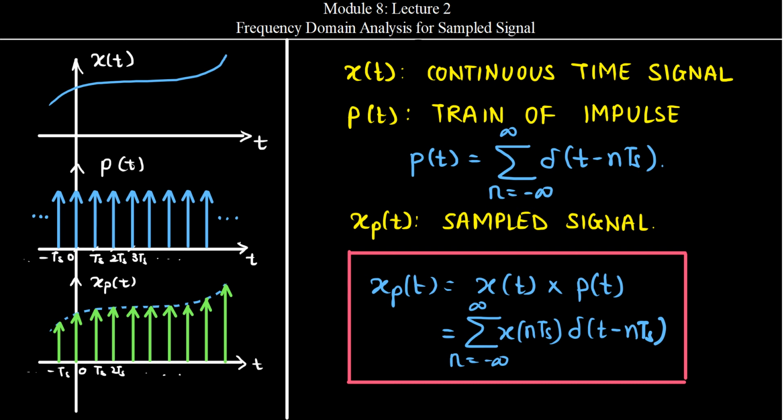So we had observed that every impulse that is located at say nTs location has now picked the value of x of t at that location. So this impulse has an area of x of nTs. So now all this analysis was in the time domain. Now let us try to understand what exactly happens in the frequency domain. So in this lecture we are going to consider the frequency domain interpretations.